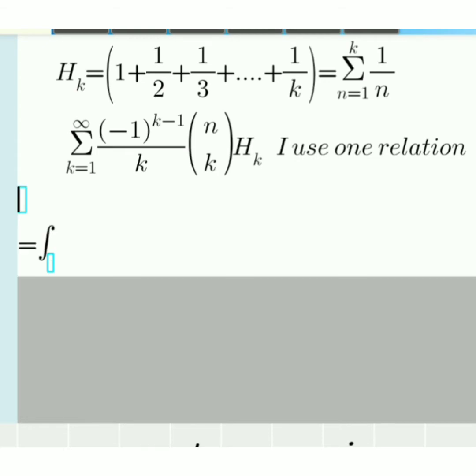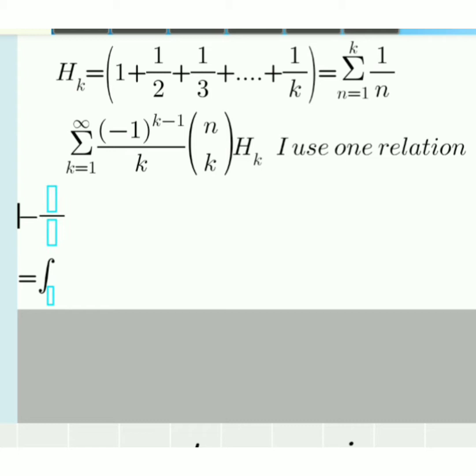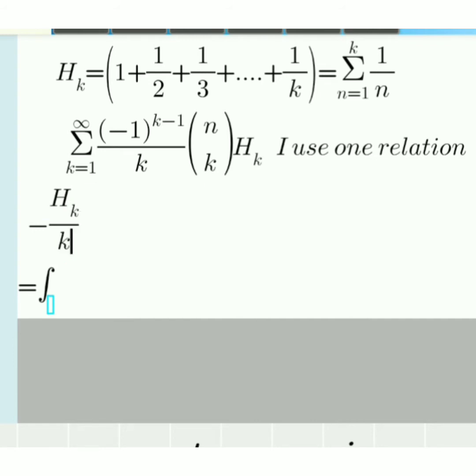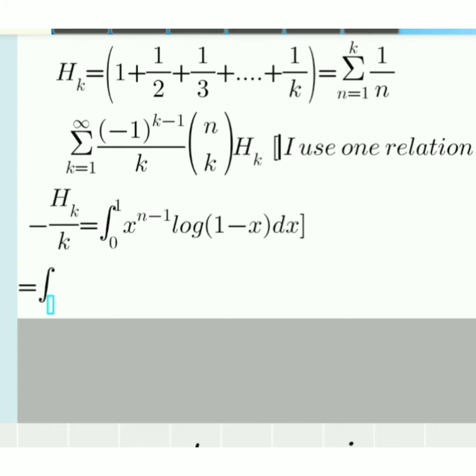I want to use one relation that Hk by k is equal to, what is this value, friends? What is this value? This value is integral 0 to 1 of Hk by k. This value is integral 0 to 1 of x to the power k minus 1 log 1 minus x dx. This is the value. So friends, this result is very important for solving this problem.